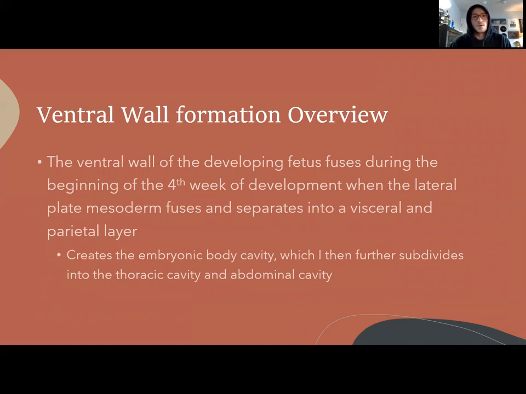So, quick overview. The ventral wall of the developing fetus fuses during the beginning of the 4th week, and that's when the lateral plate mesoderm fuses and separates into the visceral and parietal layer, and is going to then start lining your body cavities. It's going to create those body cavities, which are going to then further subdivide into the thoracic cavity and the abdominal cavity upon the diaphragm forming, which we'll cover later.